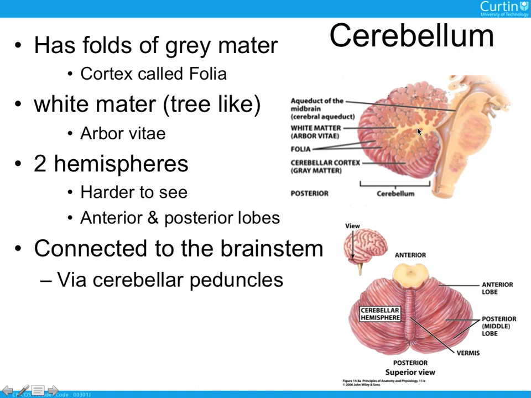Now, internally, in each one of the hemispheres, we have white matter, and this is tree-like, and so we call this the arbor vitae. So vitae is vital, and arbor is Latin for tree. And like Nullarbor, treeless plain. Null, no, arbor, tree. And so they refer to the arbor vitae as the sort of tree of life. Now within each cerebellar hemisphere there are two lobes. We have the anterior lobe and the posterior lobe. And these are connected to the brainstem via cerebellar peduncles.